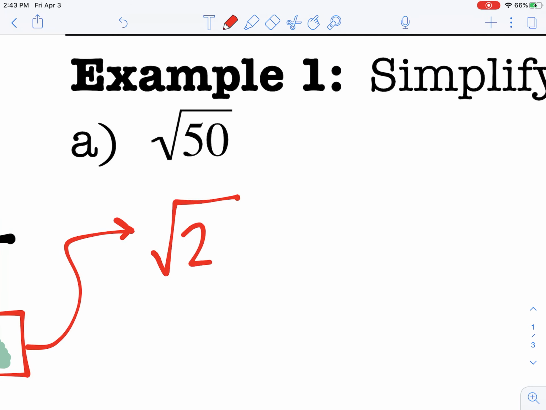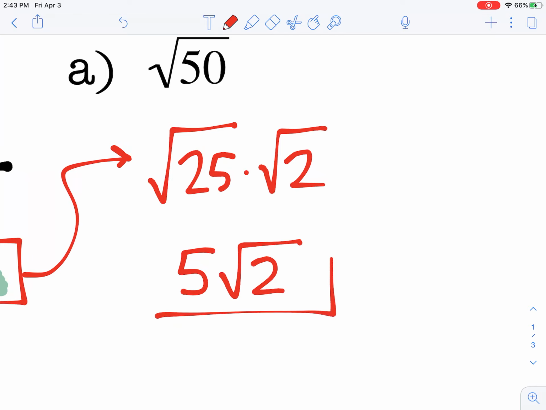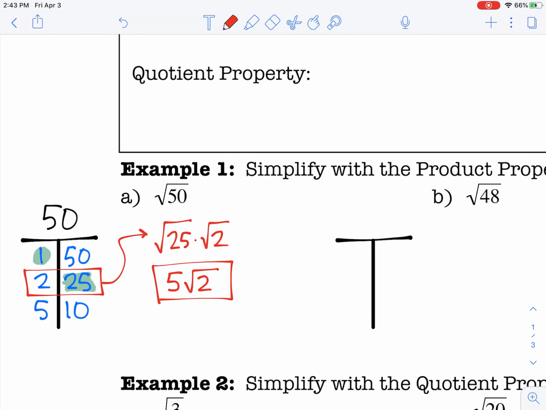So if we rewrite 50 as 25 times 2, it doesn't matter which one you write first. I personally like to write the perfect square part first, since I know it's going to simplify. So the square root of 25 is 5, and radical 2 doesn't simplify, so it stays. So the square root of 50 is the same thing as 5 times the square root of 2.